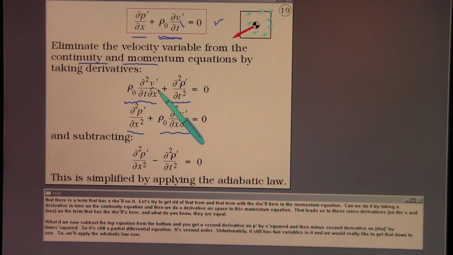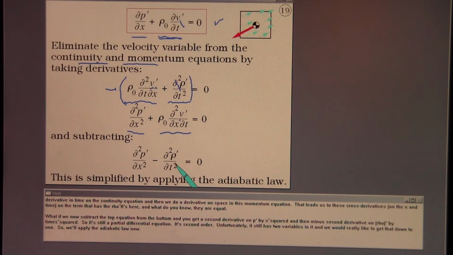Those are equal. So what if we now subtract the top equation from the bottom, and you get a second derivative on p prime by x squared, and then minus second derivative on rho prime by time squared. So it's still a partial differential equation. It's second order. Unfortunately, it still has two variables in it, when we'd really like to get that down to one. So we'll apply the adiabatic law now.